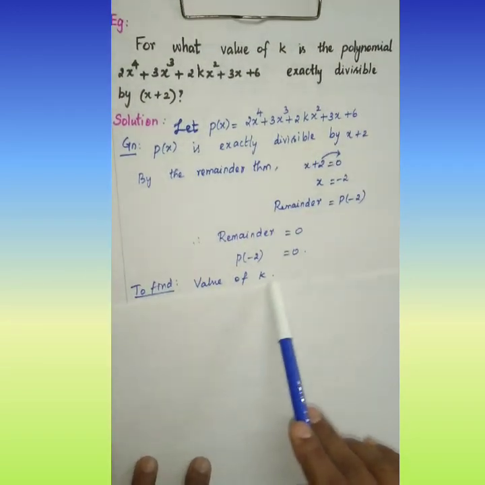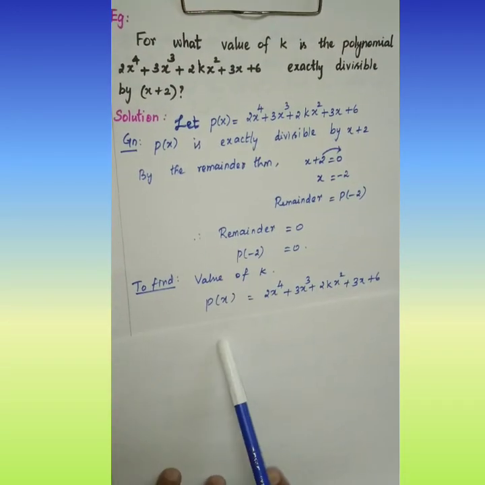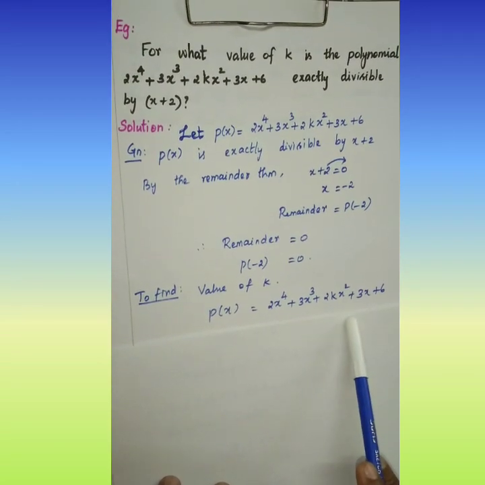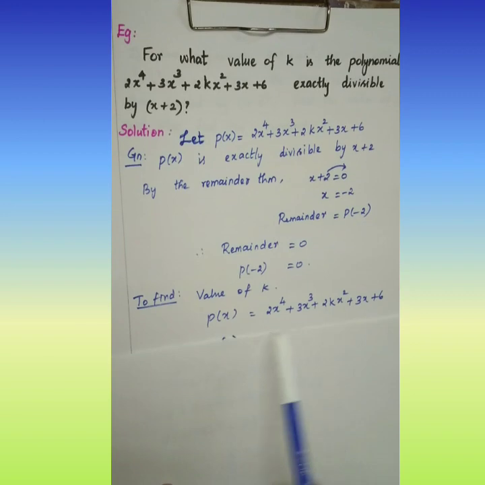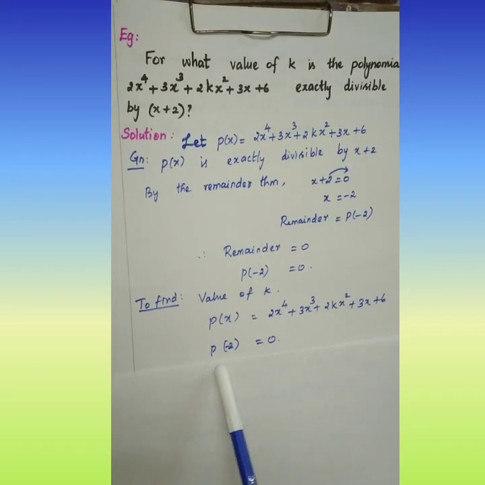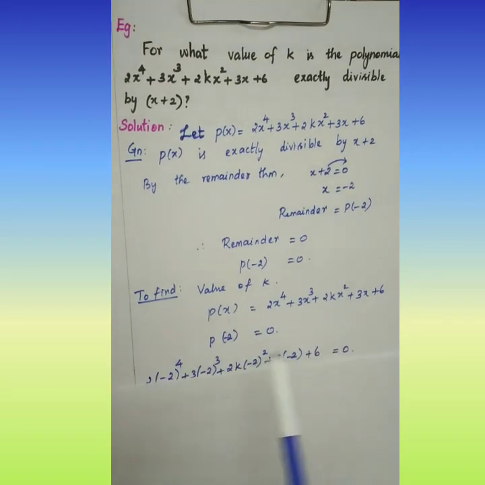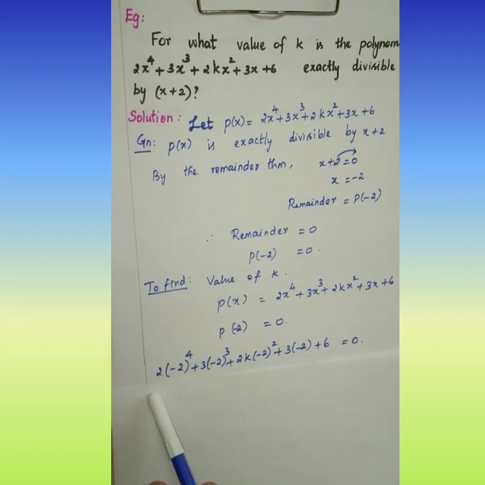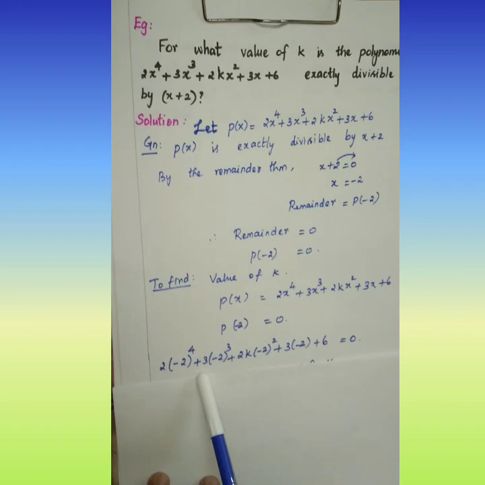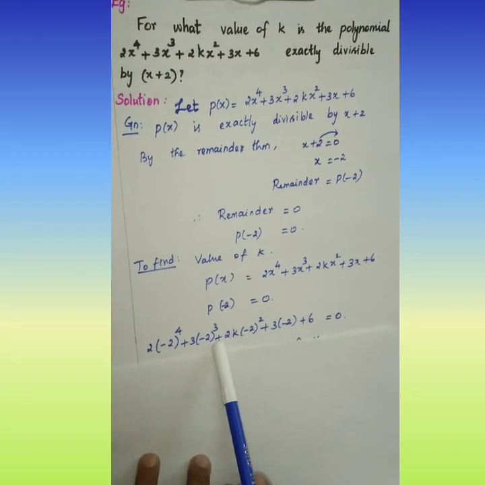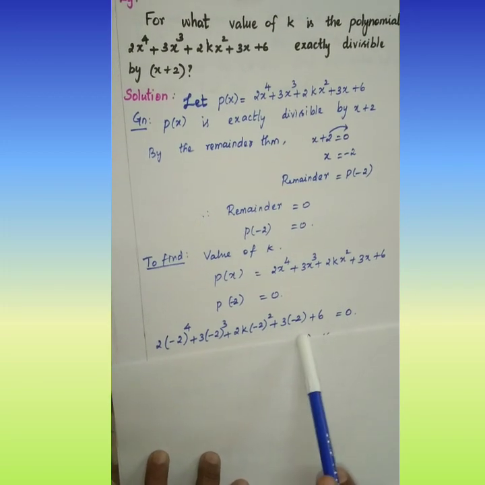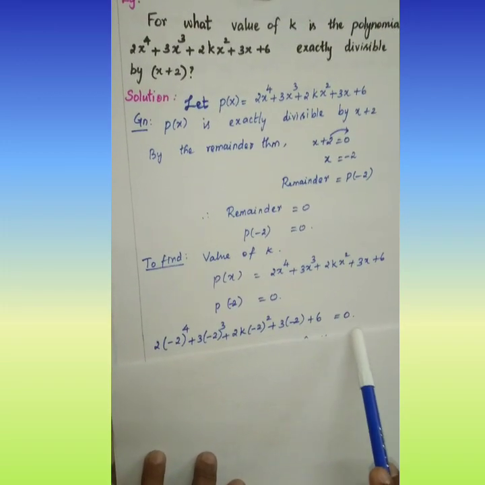To find the value of k, p of x is equal to 2x power 4 plus 3x power 3 plus 2kx square plus 3x plus 6. So now we are taking p of minus 2 equal to 0. In the place of x we substitute minus 2. So 2 into minus 2 the whole power 4 plus 3 into minus 2 the whole power 3 plus 2k into minus 2 the whole square plus 3 into minus 2 plus 6 is equal to 0.